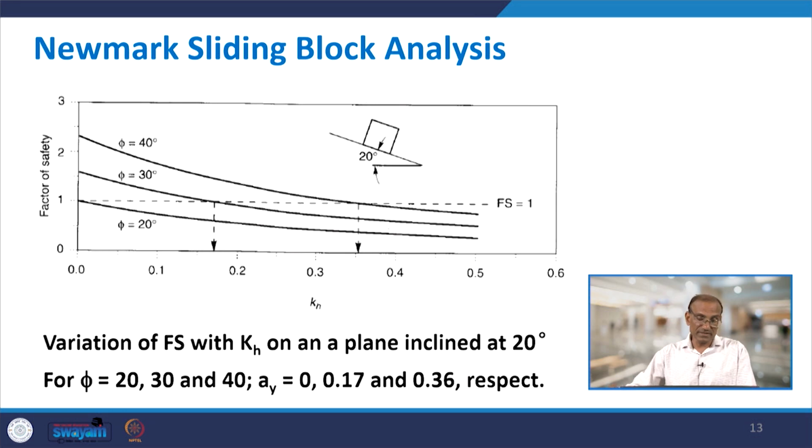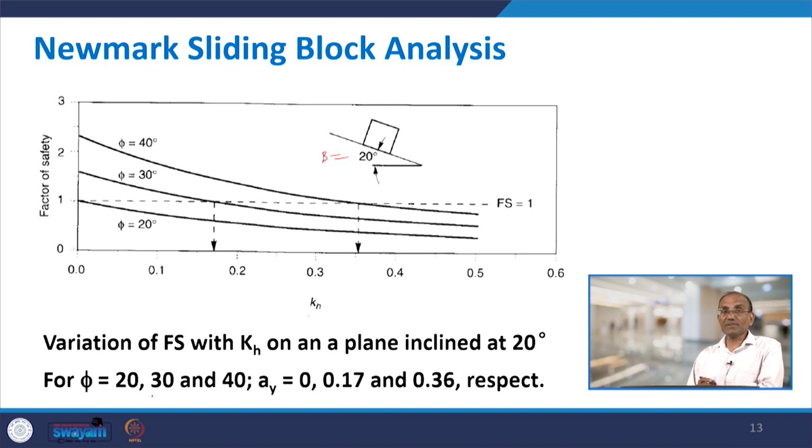Here in this figure, you see that there is a slope with beta equal to 20 degrees. Now, in this case, what is the value of KH where the factor of safety becomes 1? For example, this curve is for phi equal to 20 degrees. Naturally, when phi and beta are equal, then the factor of safety will become 1 even when KH equals 0.